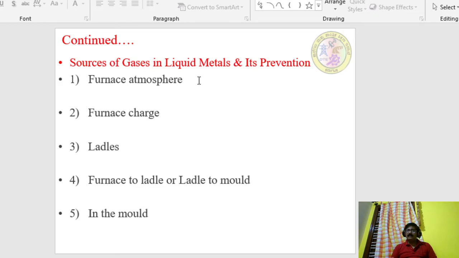Next is furnace to ladle and ladle to mold. When we carry molten metal from the furnace to the ladle or from the ladle to the mold, we need to take it out quickly and immediately pour it into the mold cavity. In the mold, whether it is a green sand mold, a dry sand mold or a metallic mold, it depends on the mold atmosphere, its surroundings and the mold materials used.